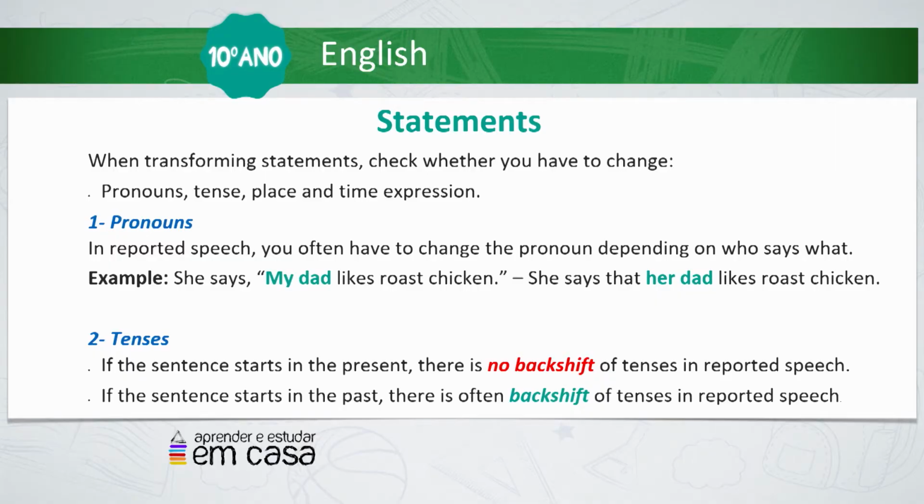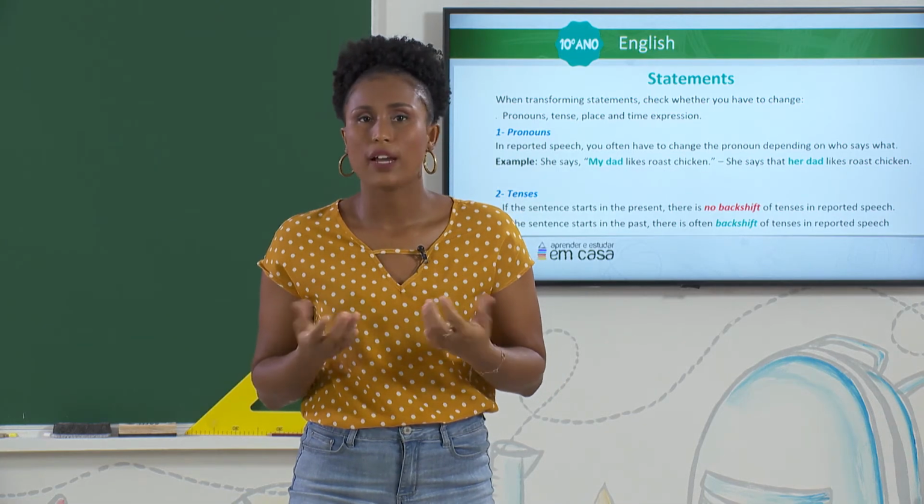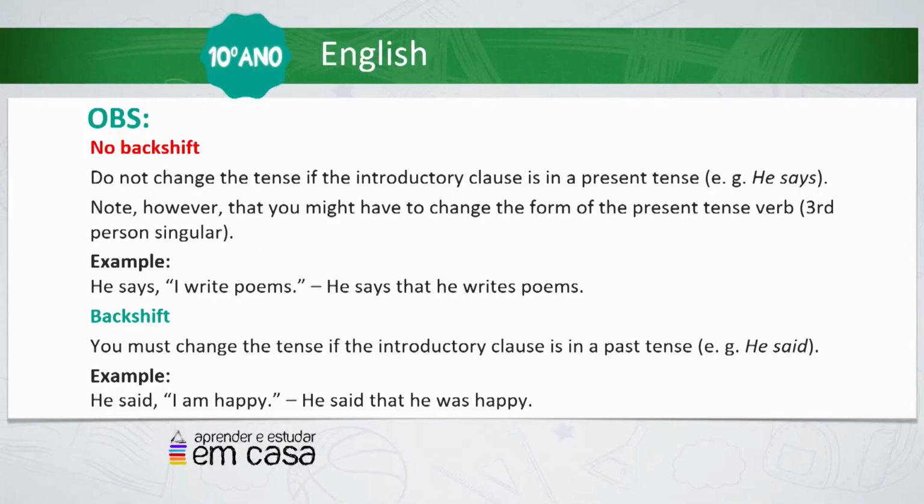For tenses, if the statement starts in the present, there is no backshift of tenses in reported speech. And if the sentence starts in the past, there is often backshift of tenses in reported speech. Probably you are asking, what is backshift? Let's see. When we don't have backshift, we don't change the tense if the introductory clause is in a present tense, for example, he says. Note, however, that you might have to change the verb of the present tense for the third person singular. For example, he says, "I write poems." He says that he writes poems.